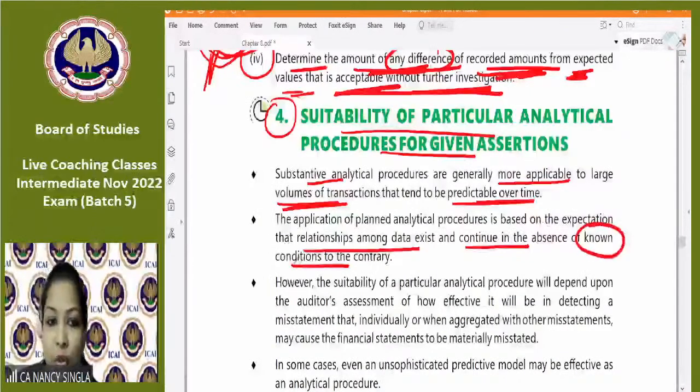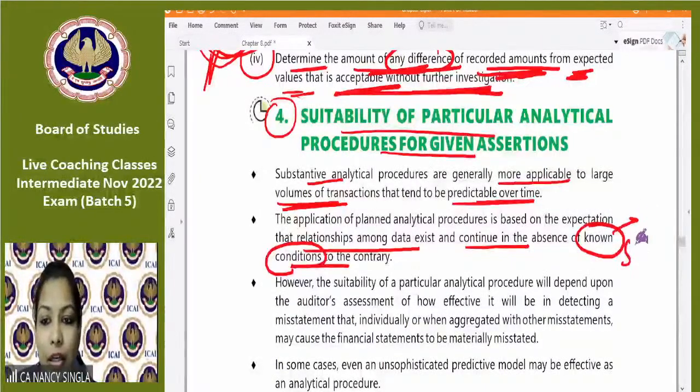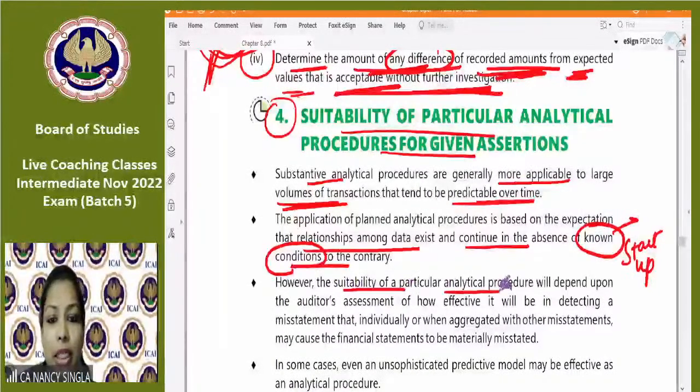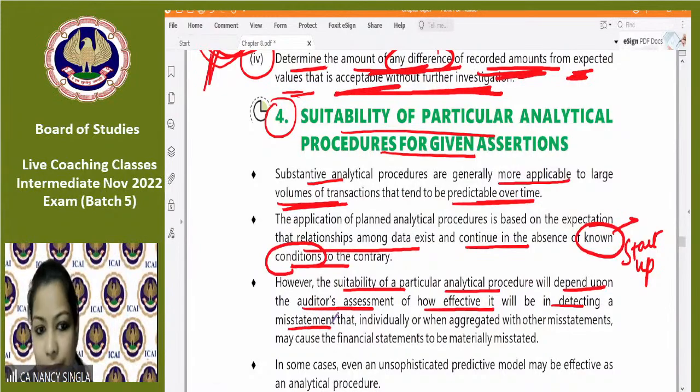Example, known condition to the contrary क्या? अब GP ratio, gross profit and your sales में you can compare it with the previous year. बट अगर आपका startup है, known condition to the contrary startup है, तो आप ये सब comparison नहीं कर सकते ना. There तो your more focus will be on expenses ना, profits पे तो आप नहीं जा सकते ना. So known condition to the contrary. ठीक है. However, suitability of particular analytical procedure will depend upon auditor's assessment of how effective it will be in detecting a material misstatement. ठीक है.